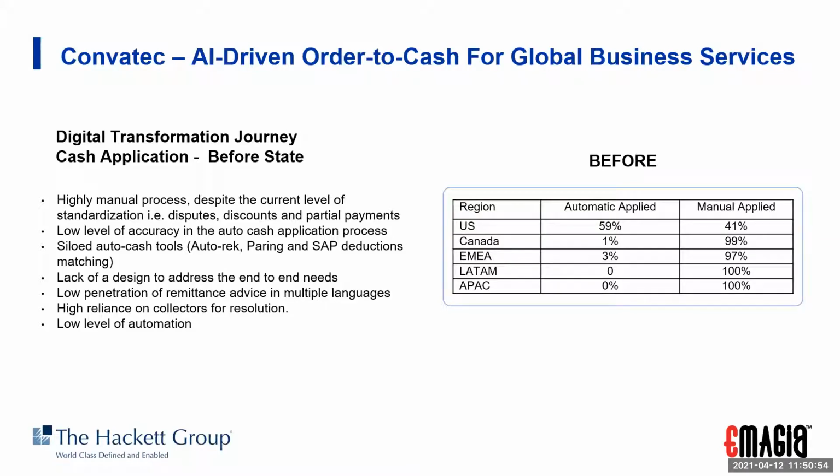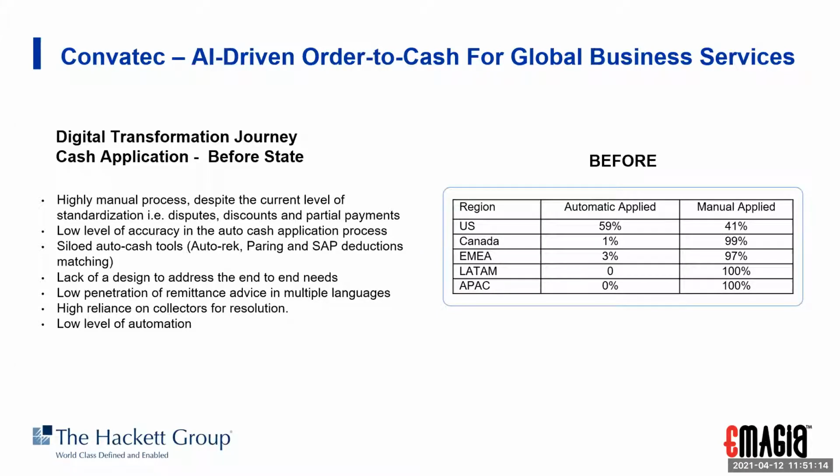Now, I'm going to take you through the order to cash, the three portfolios which I said: cash applications, collections, and disputes management. So I'm going to show you the before state and basically the after state after implementing Imagia, and then you can clearly see what the differences are.